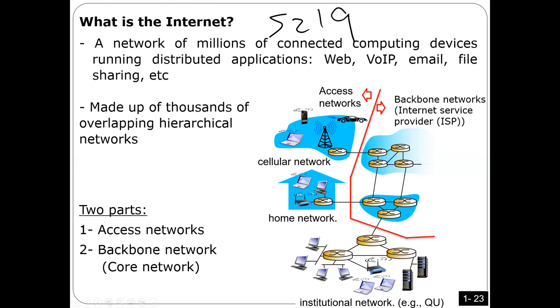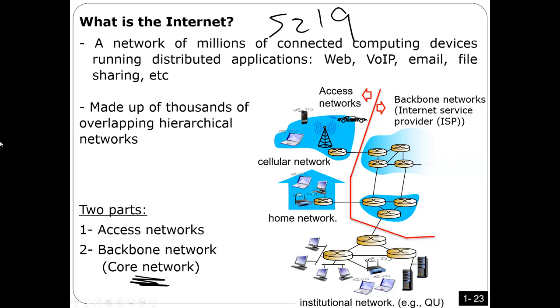Okay. So now let's move to the case of the internet. Actually I can say it has two main parts as you see here. One part we call the access network. The second part we call the core network, or the backbone network, okay?